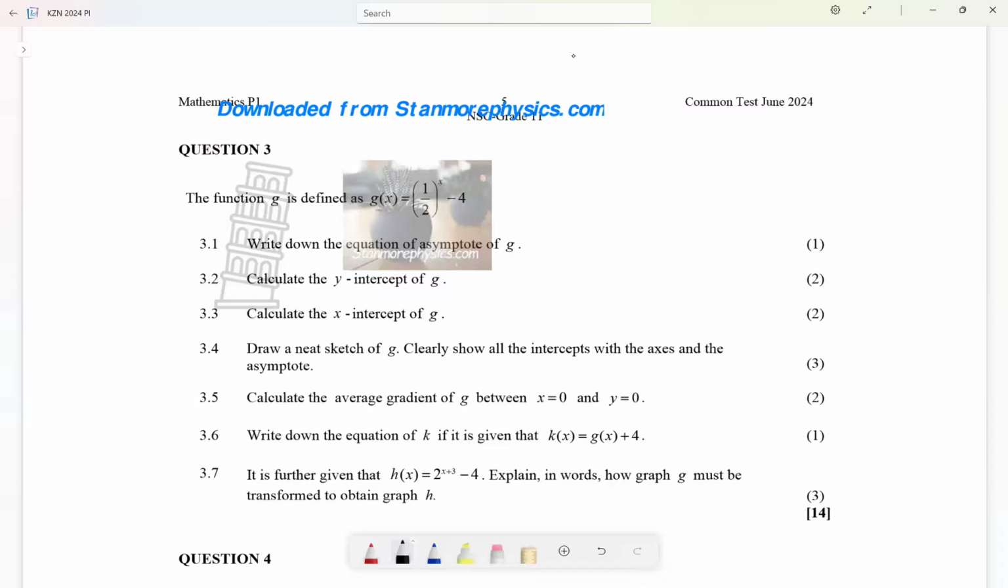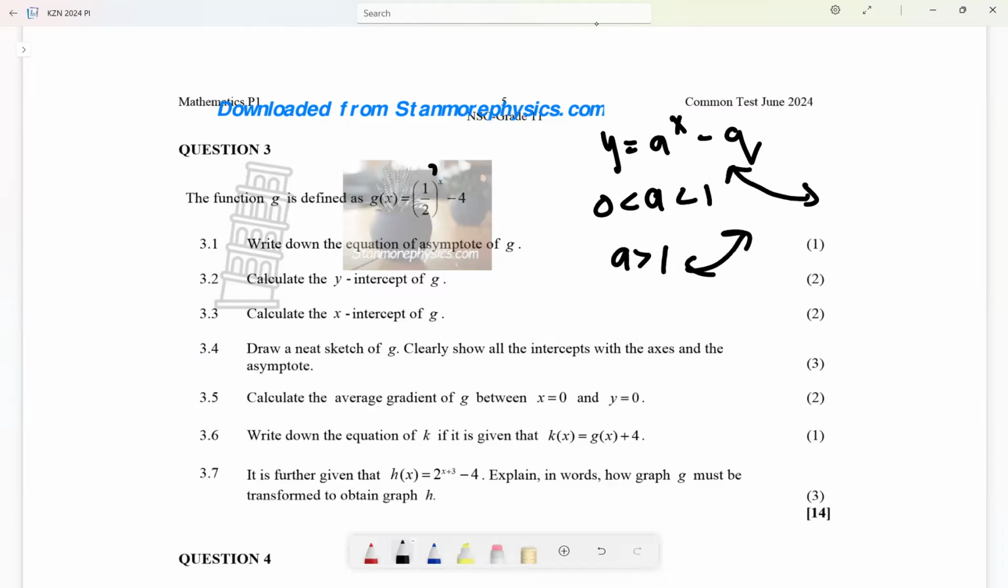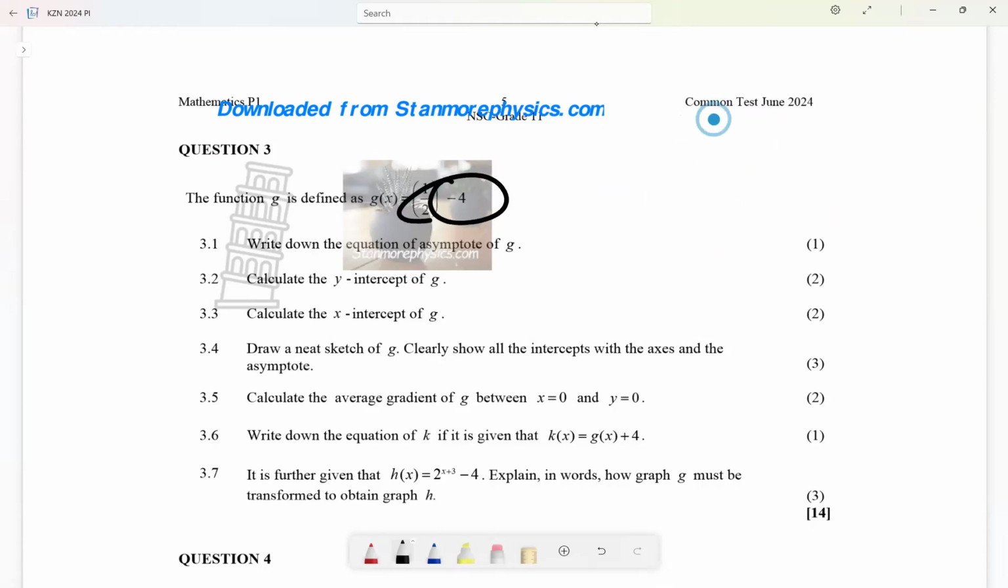When I look at question 3, I have g of x equal to 1 divided by 2 to the power of x minus 4. Remember now, we have y equal to a to the power of x minus 2. If a is between 0 and 1, our function is a decreasing function. You can check my videos on exponential functions. If a is greater than 1, it is an increasing function. So in this case, a is a half, it is decreasing. And we have our asymptote at negative 4. Q is our asymptote.